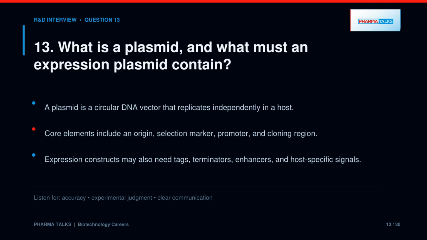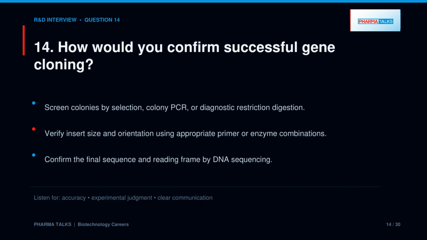Successful cloning should be confirmed at multiple levels. Selection identifies cells likely to carry the plasmid, but it is not sufficient. Colony PCR or restriction digestion can confirm insert size and orientation. The final construct should be sequenced to verify the complete insert, junctions, reading frame, and absence of unwanted mutations.